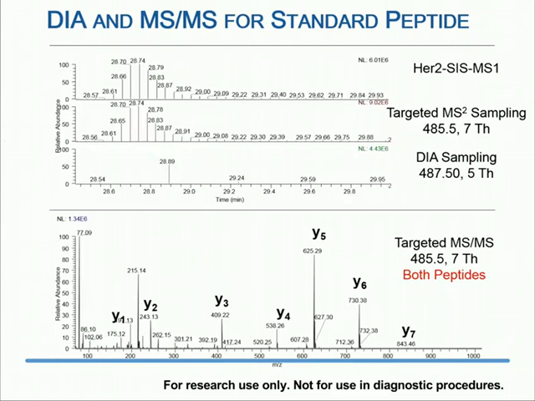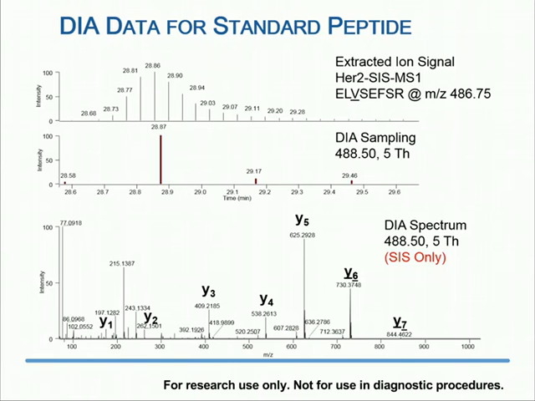Then the next one shows the data independent acquisition and the targeted MS2 sampling for the standard peptide. So again, the MS1 extracted ion signal is in the first plot on top here. The next one shows the sampling for the targeted MS2. So again, about 7 points across that peak, so you could expect pretty good quantification. And in this case, very poor sampling in terms of the DIA. We got something at the very beginning of the peak and at the very end of the peak, but not a good point. I'll just go back to the previous slide.